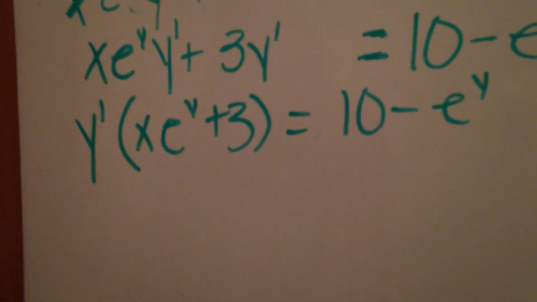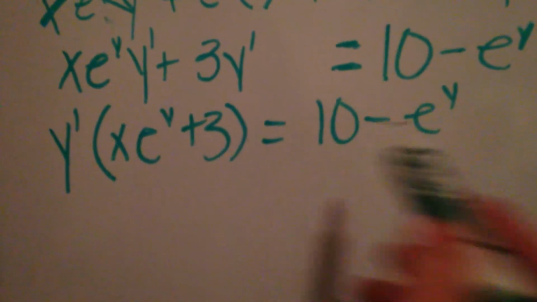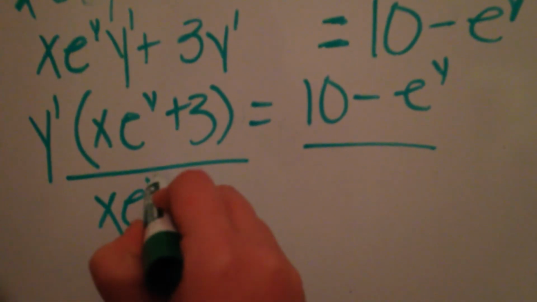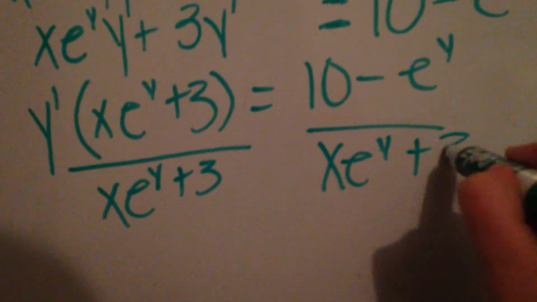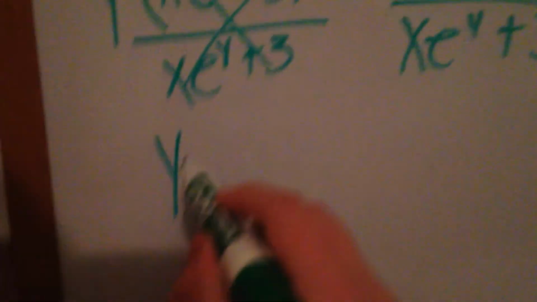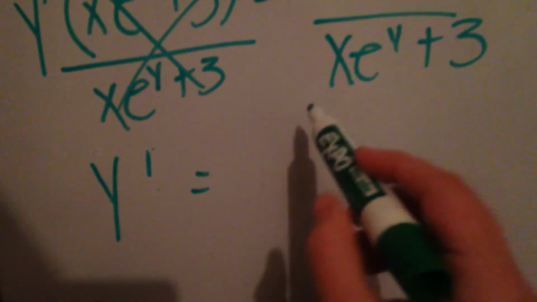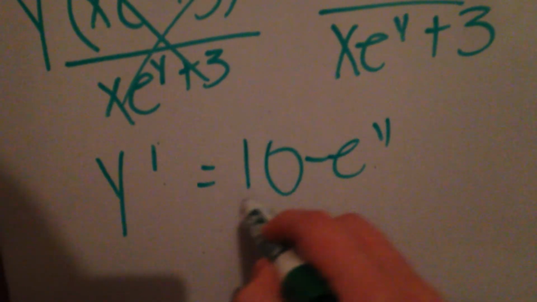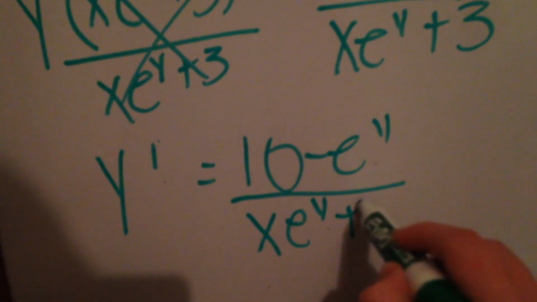Now, when you have the y primes multiplied by this term, you want to divide this out so that you get the y prime by itself. So here you go, divide the x e to the y plus 3, x e to the y plus 3. Cross that out, then you have y prime equals 10 minus e to the y over x e to the y plus 3.